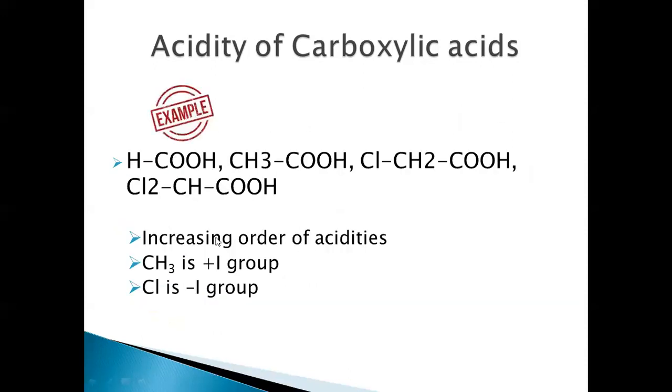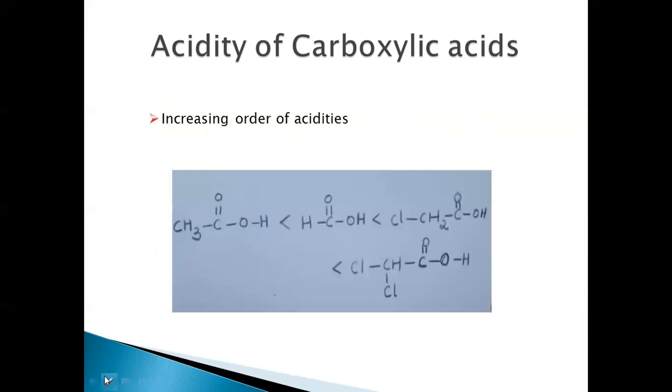Next, let's look at the examples here and try to write the order of acidities. We have taken formic acid, acetic acid, chloroacetic acid, and dichloroacetic acid. This chloro is a minus I group here. Let's look at this order now.